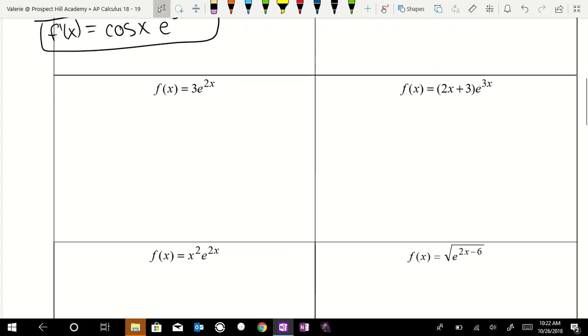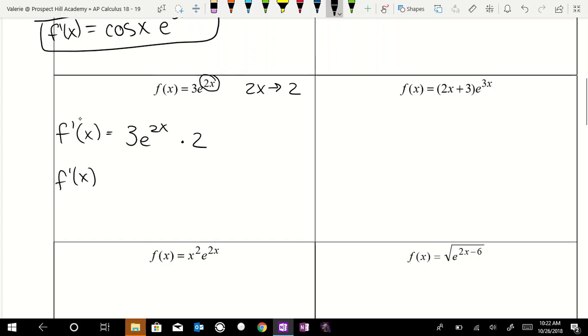3e to the 2x, right? So 2x is the function that I need to find the derivative of. Derivative of 2x is 2. So the derivative of f of x will be equal to 3e to the 2x times 2. So our final answer is 6e to the 2x.